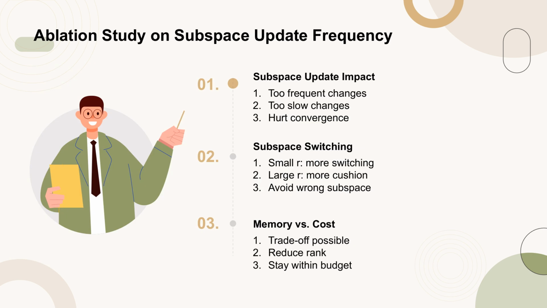In this ablation study, the authors investigate the optimal frequency of subspace updates during pre-training. They find that both too frequent and too slow changes of subspaces negatively impact the convergence of the model, as illustrated in Figure 5, left. For smaller values of r, more frequent subspace switching is necessary to prevent optimization steps from being wasted in incorrect subspaces. Conversely, for larger values of r, the gradient updates span more subspaces, providing a buffer effect. This study also demonstrates that GaLore can be adjusted to balance memory usage and computational costs. In memory-constrained scenarios, reducing the subspace rank allows for longer training iterations within the memory budget, thereby preserving model performance.